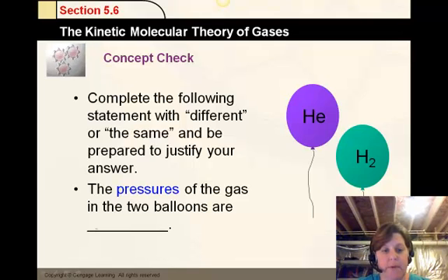So here we have an example. Complete the following statement with different or the same and be prepared to justify your answer. The pressures of the gases of the two balloons are... Now, it's kind of interesting because they really don't give you too much information here, except for two lovely pictures of helium and hydrogen. It looks like they're about the same volume, and we would assume that they have the same pressure, and we would assume that they're at the same temperature, although, to be honest with you, they might not be. But since we don't know anything different, those two balloons look like they're in the same location. So therefore, what about the pressure? They're going to be the same.